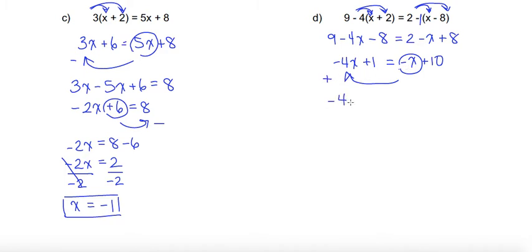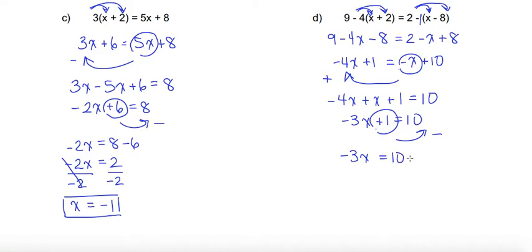So I have negative 4x plus 1 is equal to 10. Negative 4x plus x is negative 3x. And what I can do is show this next step, or I can just write it down and then move on. So I'm going to take my plus 1. Right now it's being added to the left-hand side. When I bring it over to the right-hand side, I'm going to be subtracting. So I have negative 3x is equal to 10 take away 1.